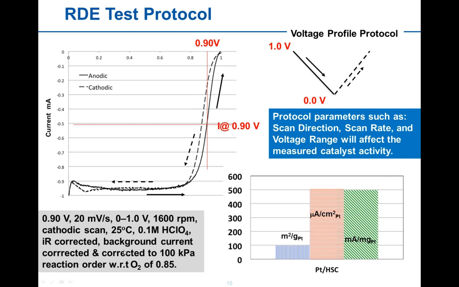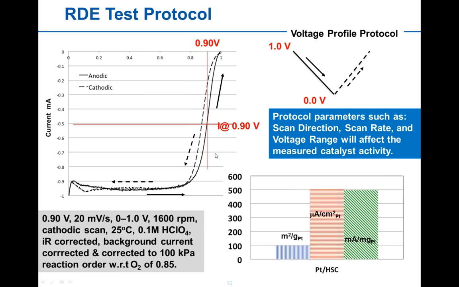So the protocol parameters, such as scan direction, scan rate, and voltage range, are all going to affect the measured activity. And the main reason for this is the coverage of the platinum with oxides. The coverage is going to be different depending on how you choose your parameters. So the protocol is definitely going to affect what you measure.